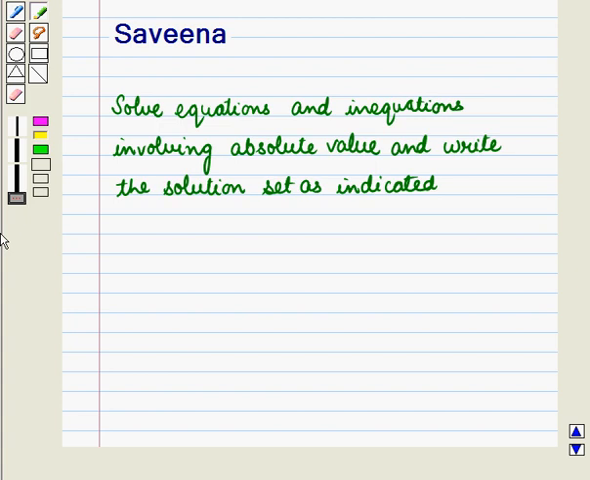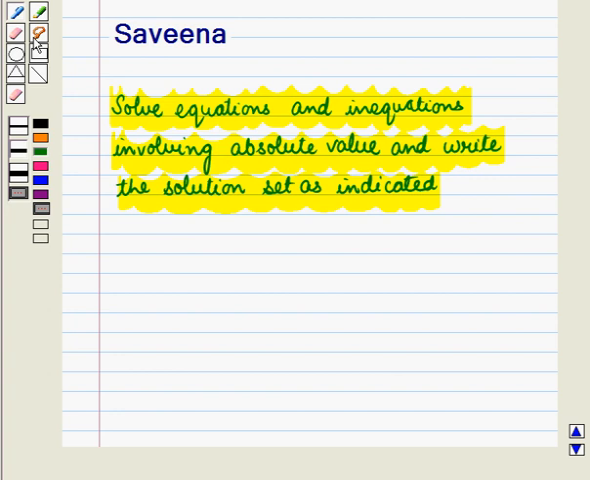In this session, we will discuss how to solve equations and inequations involving absolute value and write the solution set as indicated. Now, in one of our sessions, we have already discussed how to solve linear equations involving absolute values. So here, let us discuss how to solve linear inequations involving absolute values and write their solution set.